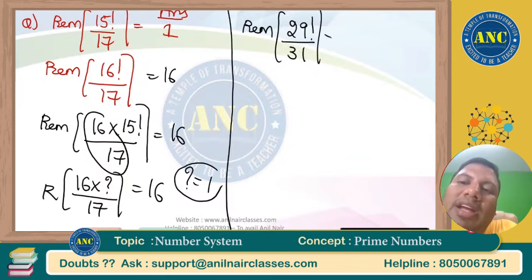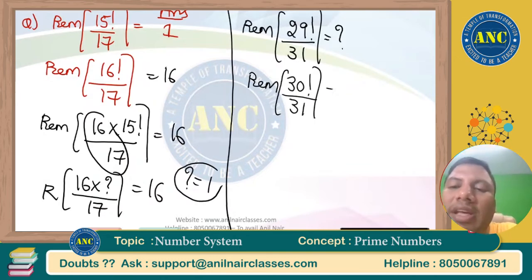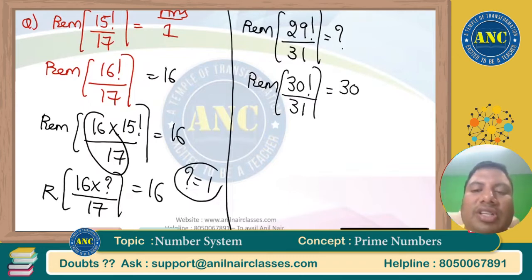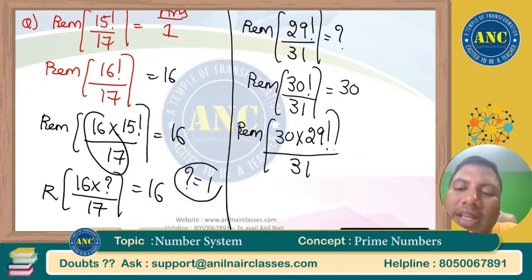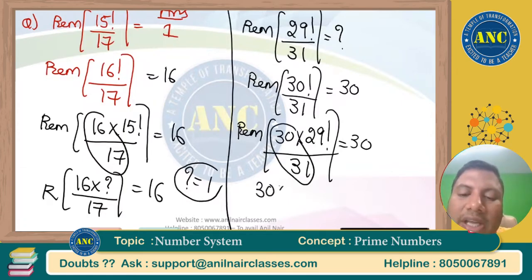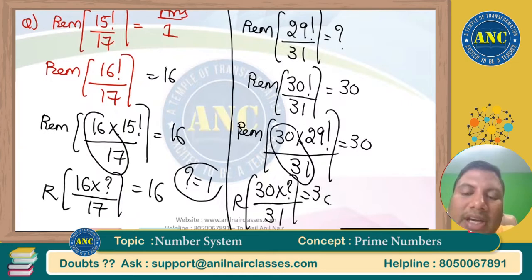Take 29 factorial by 31. Now if you observe carefully, 30 factorial by 31 is P minus 1 factorial by P, which is 31 minus 1, which is 30. 30 factorial is 30 into 29 factorial divided by 31, and the remainder is 30. 30 by 31 is 30, so 29 factorial by 31, question mark, divided by 31, is nothing but 30. Just by looking at the question itself, we can say that the answer is 30. I hope the idea is clear.